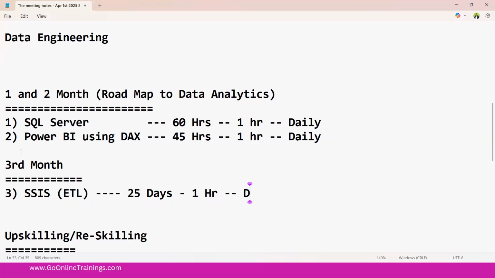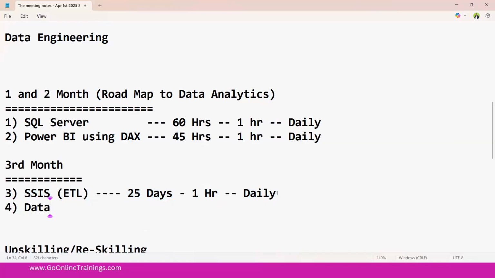Right. So daily you have to watch, not today. After completing these two, you have to learn SSIS, which is an ETL tool or software. What is the ETL? We will be able to understand. So you need to complete within a month's time.